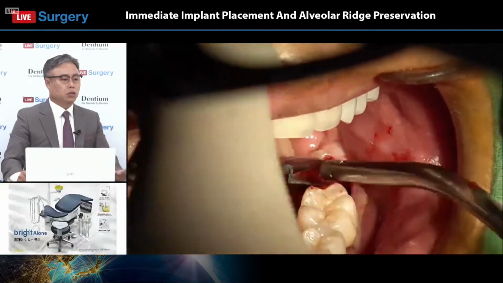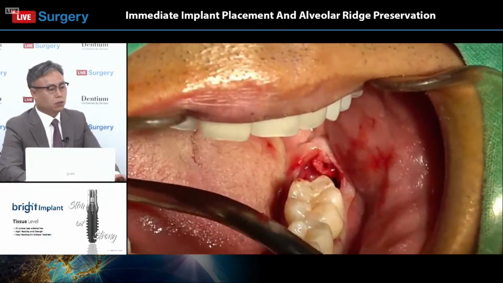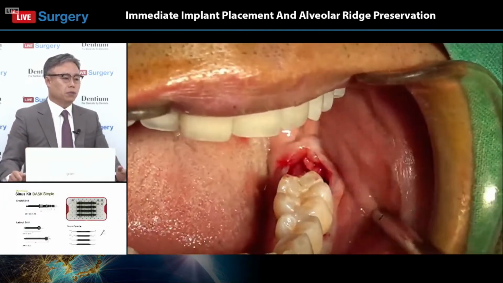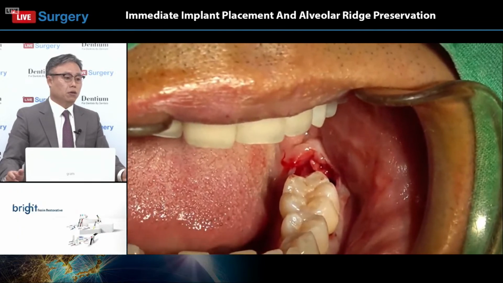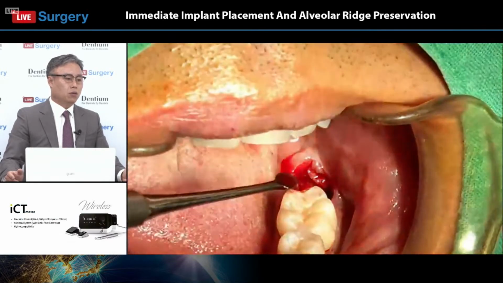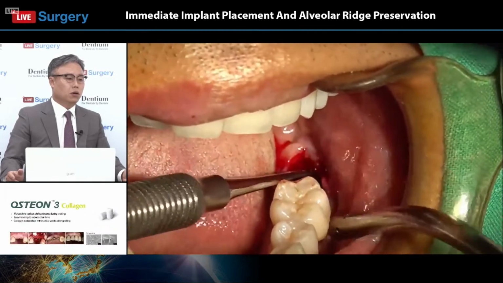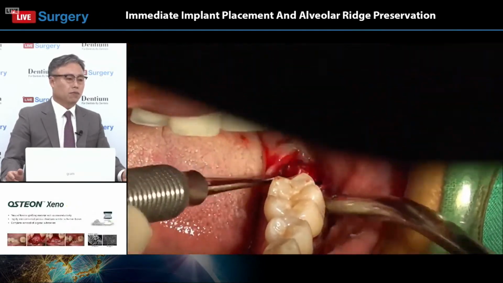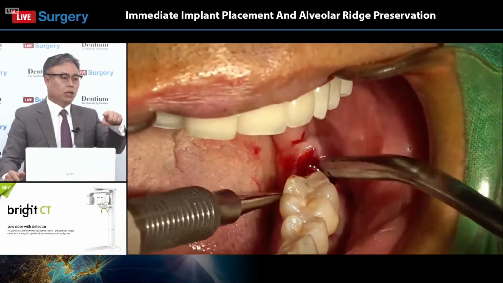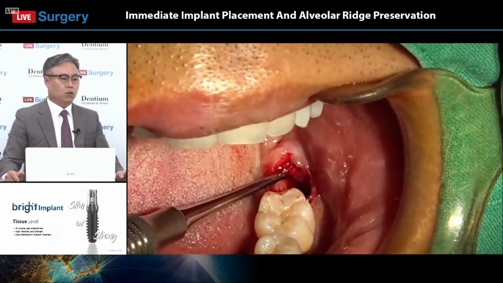In this procedure, he's using a mosquito hemostat for the granulation tissue. Sometimes we can use a blade, sometimes a hemostat, sometimes a rotary instrument to remove the granulation tissue, and also a surgical curette. Dr. Lee used the curved surgical curette first, and for approaching the distal area, he's using a straight surgical curette and removing the granulation tissue thoroughly.